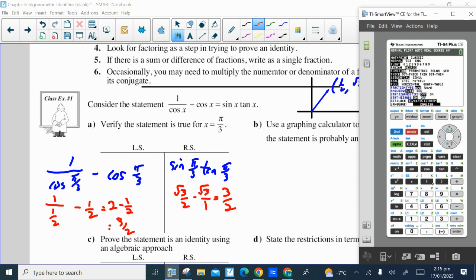Let's check the mode. Right now I'm in degree mode, and that's fine. I can stay in degree mode if I want. I just have to make sure my windows reflect that. So my x min, I'm going to go from negative 360 degrees up to positive 360 degrees and a scale of 90.